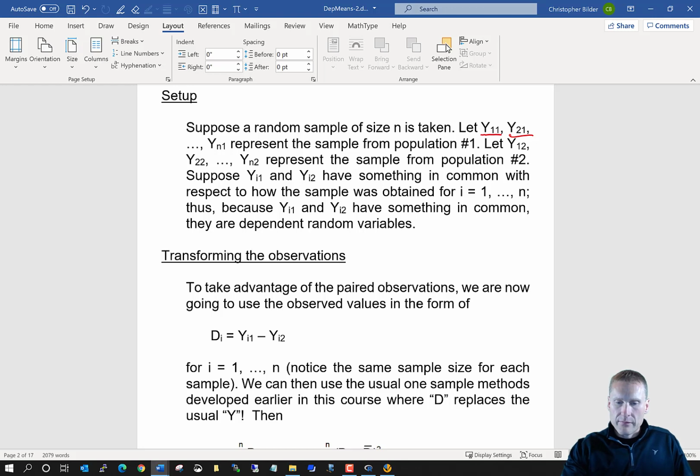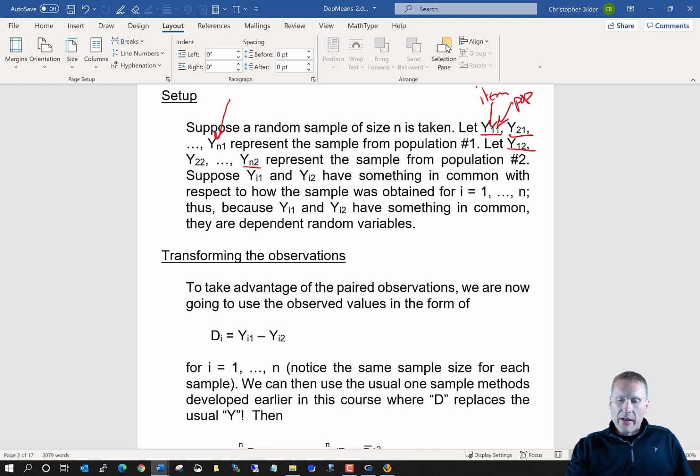y11 represents item 1 in your sample from population number 1. y21 corresponds to item 2 in your sample that came from population 1, down to, let's say, yn1, item n that was sampled from population number 1. Then let y12 be item 1 that comes from population 2, all the way down to y sub n2, which would be item n that was sampled from population number 2.